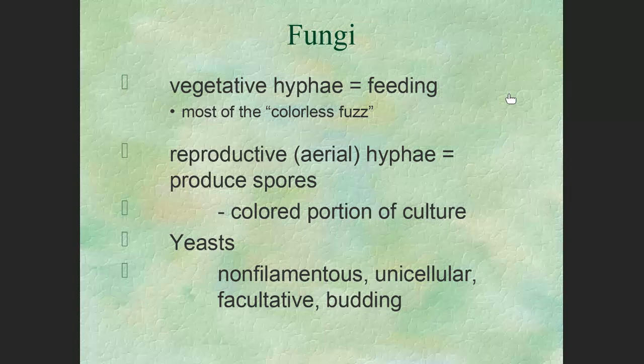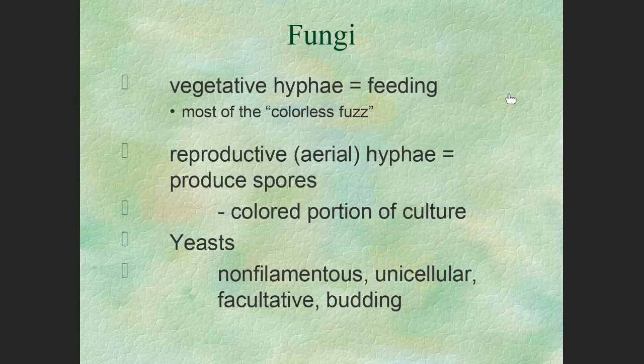But as they mature, they start to produce these aerial hyphae, these reproductive hyphae that contain spores. And that's usually when the fungal colony begins to get colorful, when it's making these spores. Some fungal colonies are actually surprisingly pretty because they're very colorful.